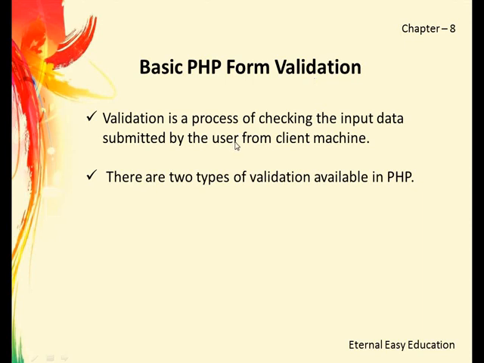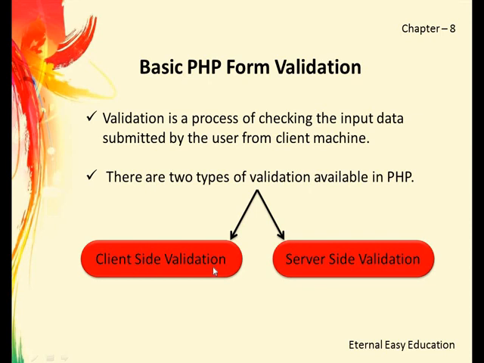Now, basic PHP form validation. While we are collecting the information, there must be some validation. What is it? Validation is a process of checking the input data submitted by the user from client machine. There are two types of validation available in PHP. What are they? Client-side validation, server-side validation. So first we are collecting the data from the user. Next we are going to validate. Validate means we are going to check the input given by the user.